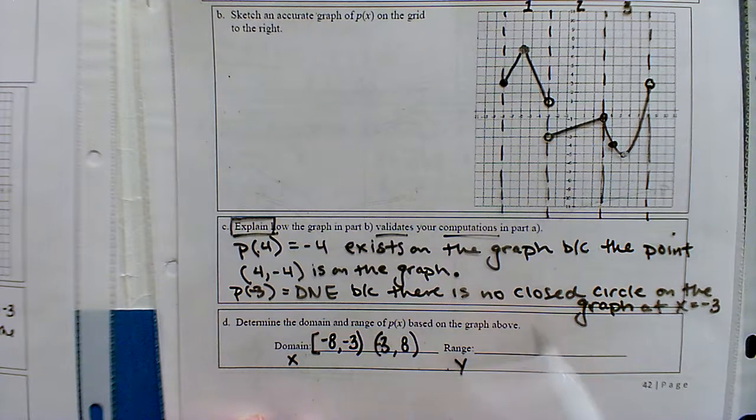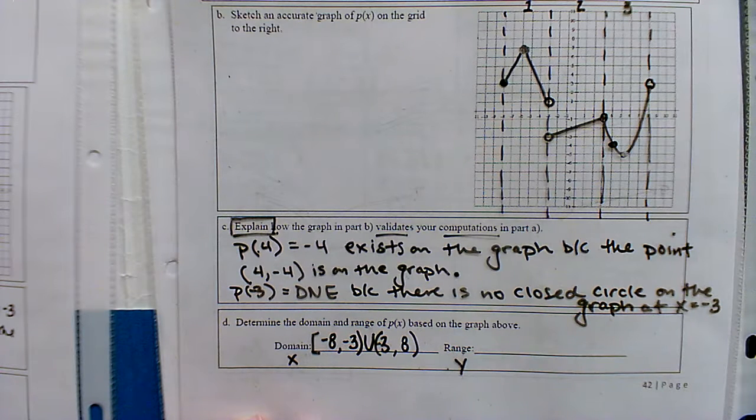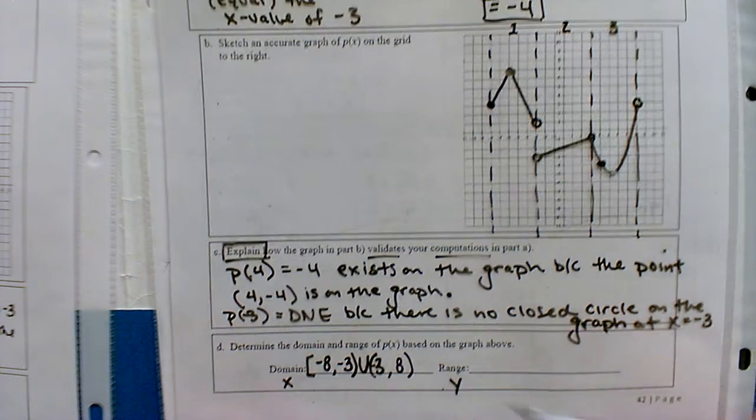Now there is a symbol that we're going to put in between these two intervals. It looks like the letter U, and it stands for union. It's like we're merging or marrying these two together. These two intervals apply to this one graph. You've heard of a civil union before, like a marriage. That's what the U stands for. It stands for union.